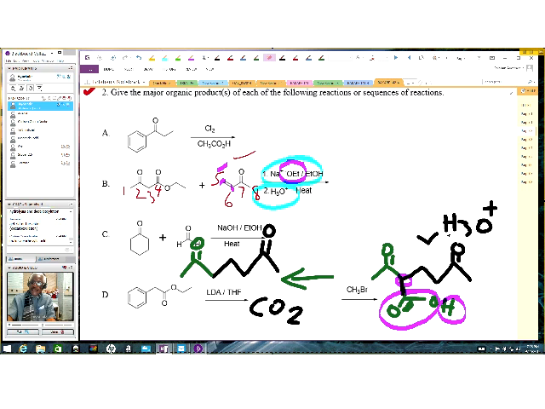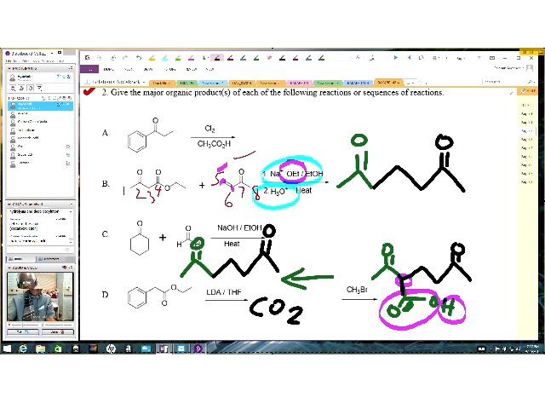All they ask us to do is to give the product of this reaction. And the product is going to be a very simple molecule, which is this here. It's a diketone. Let me use a black pen to simply distinguish between the sources of the carbon. And that is the product that you are supposed to give.